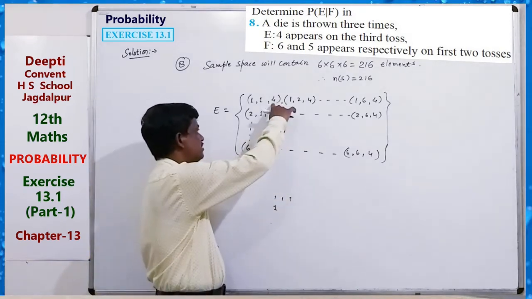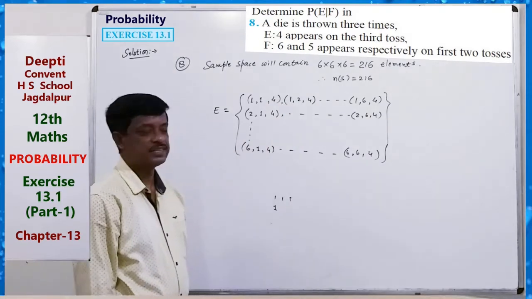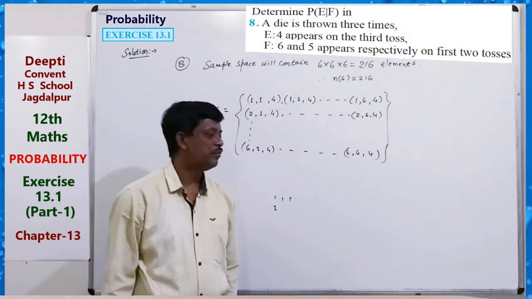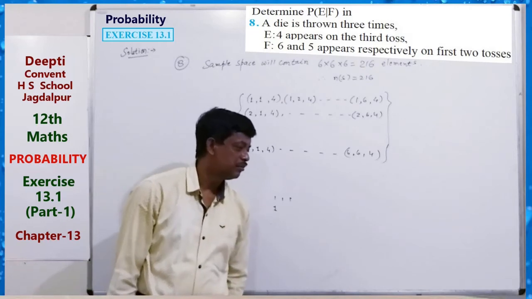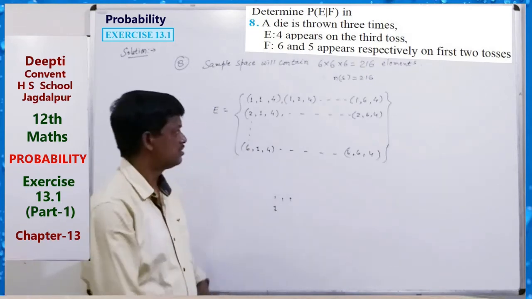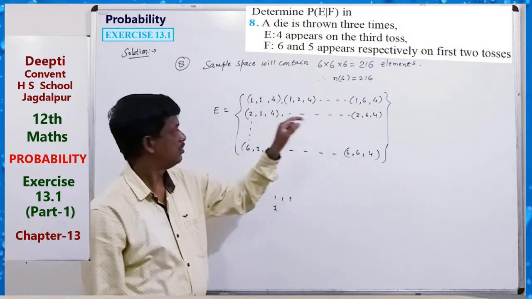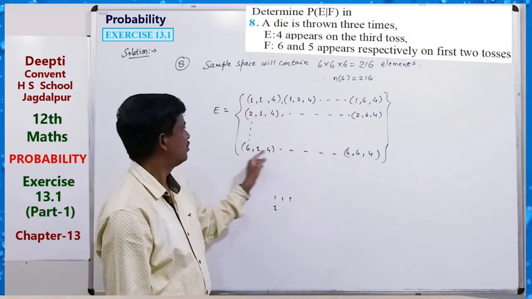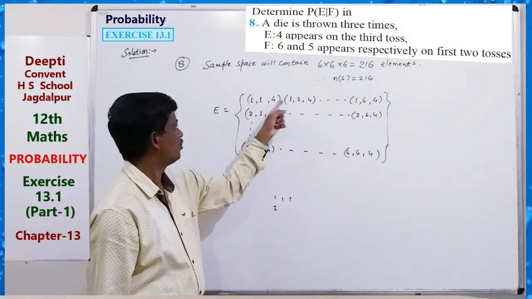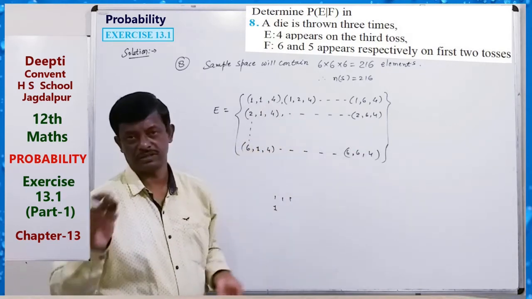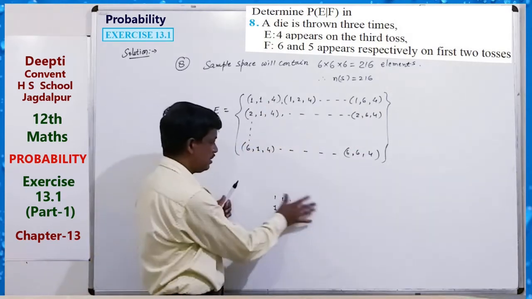This is fixed, so 6 into 6. How many elements will be in F? Just 1 and then 1, 2, 3, 4, 5, 6, and so on, up to 36. So E has this element, and F.